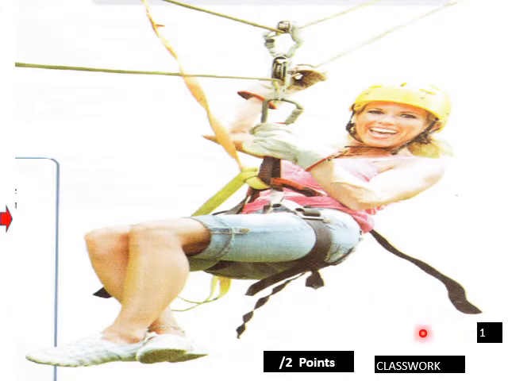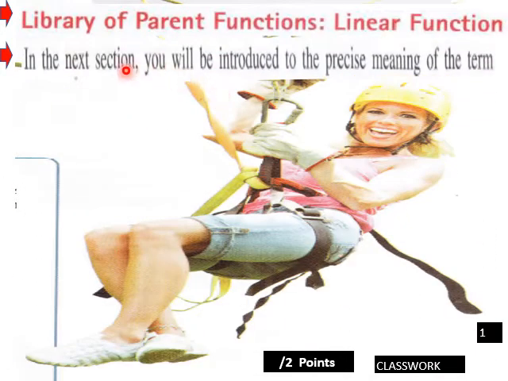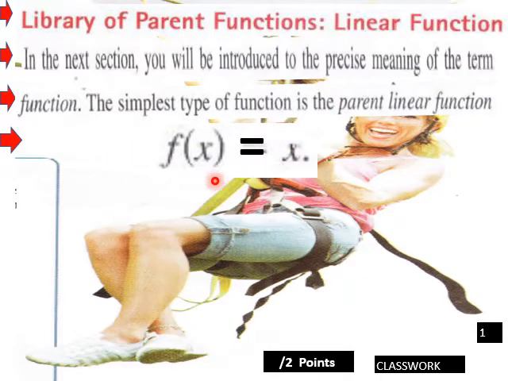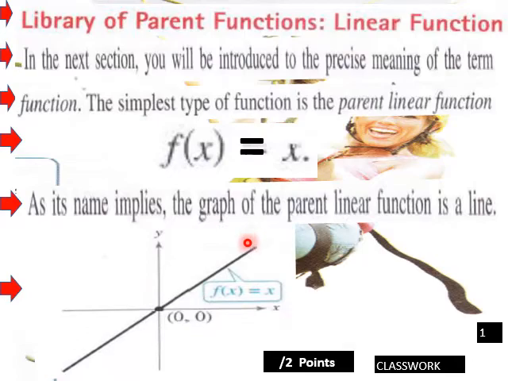Okay, page 1, classwork. Students, have your classwork sheet ready here. Library of parent functions, linear function. In the next section, you will be introduced to the precise meaning of the term function. The simplest type of function is the parent linear function, f of x equals x. As its name implies, the graph of the parent linear function is a line. Here is f of x equals x here.